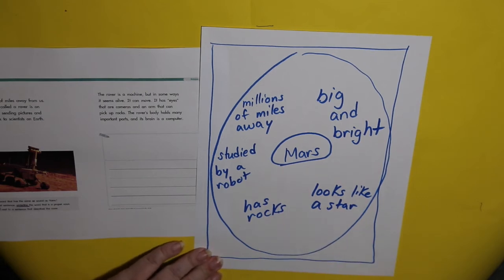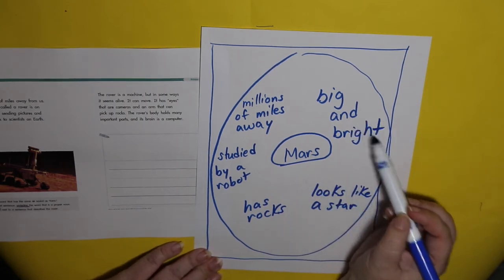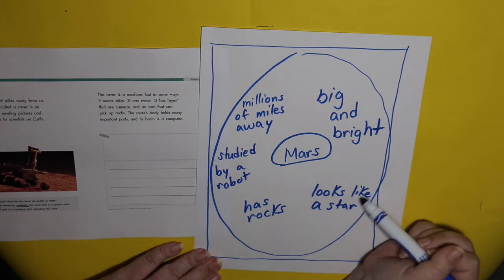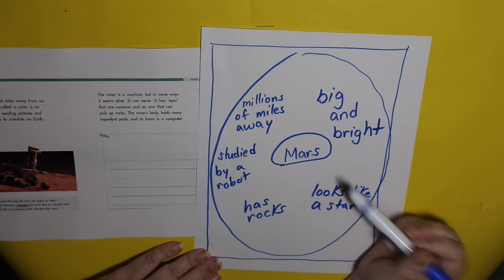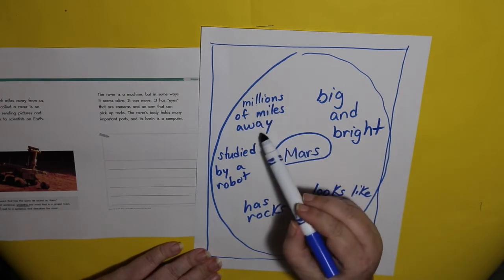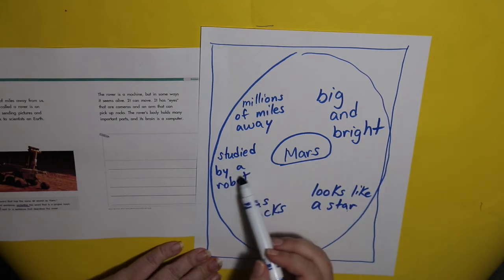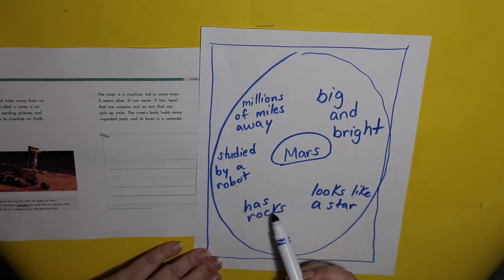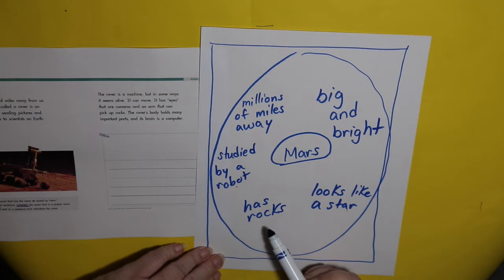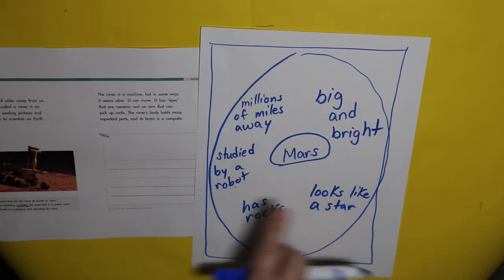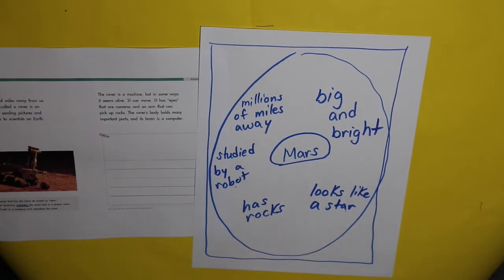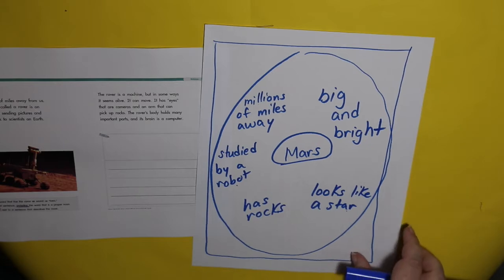So from these two passages, I learned that Mars looks big and bright in the sky, that it looks like a star when you look at it through a telescope. It's millions of miles away from us, and it's being studied by a robot, and that Mars has rocks on it that we can collect from the rover. So in two short little passages, we learned a lot of things about Mars. All right, so let's see where we're at now.